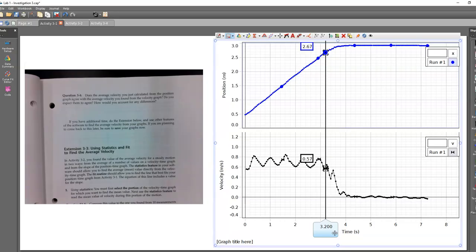The velocity graph, we came up with 0.69 meters per second. The position graph, we came up with 0.70 meters per second. Is that a good agreement? Is that close enough agreement? Especially considering the fact that when we did the three significant figures, we got 0.695. So yeah, that's very, very good agreement. Okay, do you expect them to agree? And how would you account for any differences? Why would there be some difference?